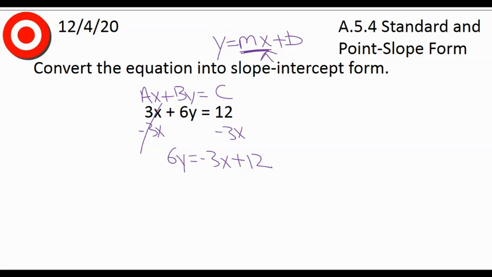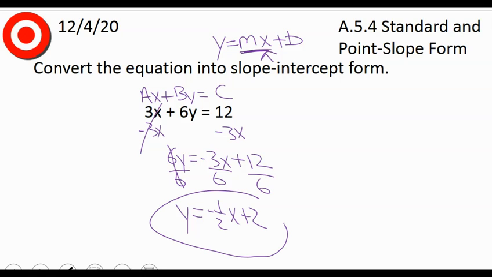Now this is looking close to slope-intercept form. My problem is the 6 in front of the y. So I need to divide to get rid of that. And I have to do that to each term, divide by 6. Cancels, and I get y equals, which is what I want. Negative 3 divided by 6, that'd be negative 1/2. 12 divided by 6 would be 2. And look at that. I've got an equation in slope-intercept form.